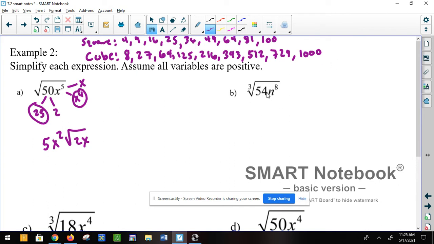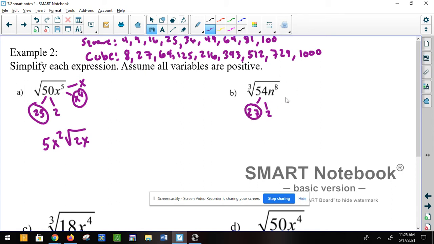When you have a number like 54, you only need to check the numbers that are less than 54. So 54 is not divisible by 8, but it is by 27. So you can break 54 into 27 and 2. All right, so again, we're just looking at all the cube factors. Can 54 break down into a factor of one of those and something else? In this case, it can, 27.